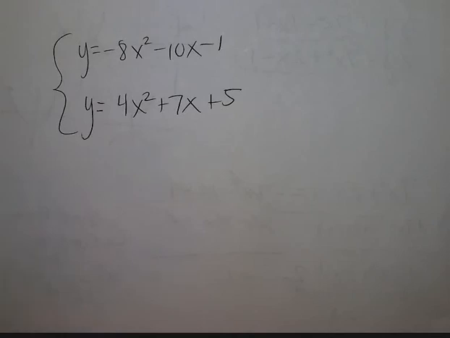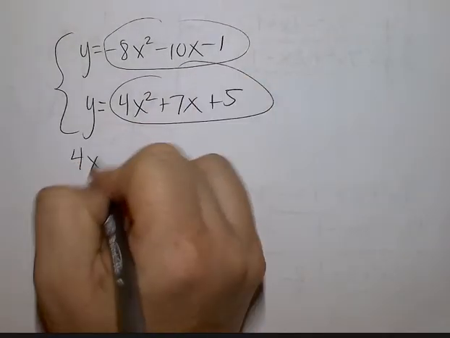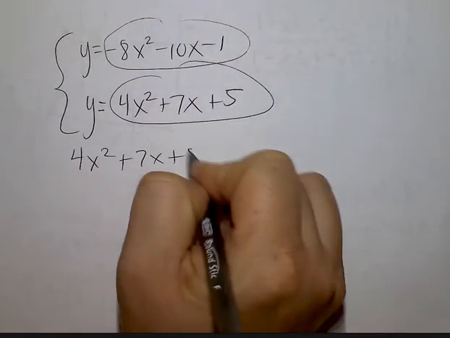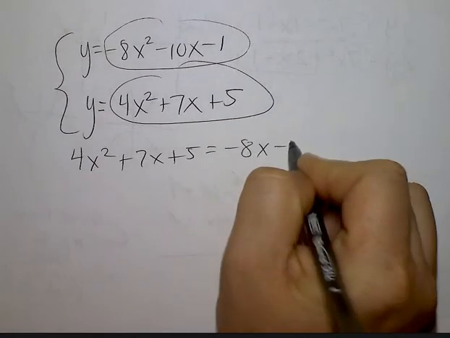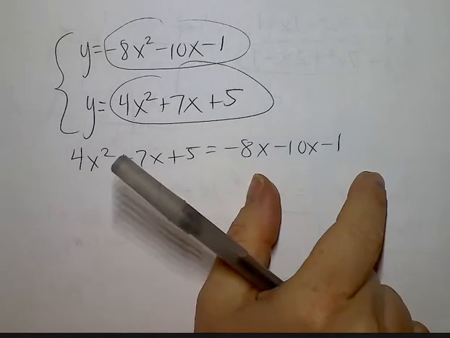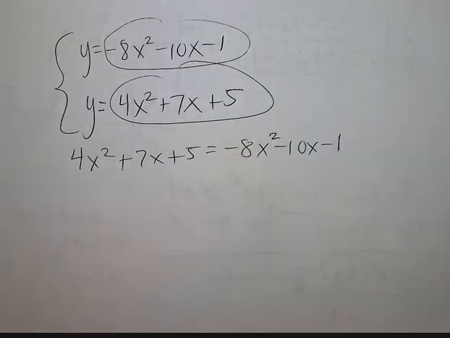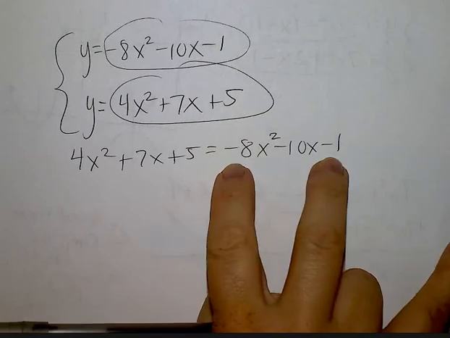Solving a system of equations algebraically. I'm going to set these two equal to one another. And then I'm going to choose to either move the left 3 terms to the right or vice versa, the right 3 terms to the left. And just to make life easier, I'm going to move the right to the left.